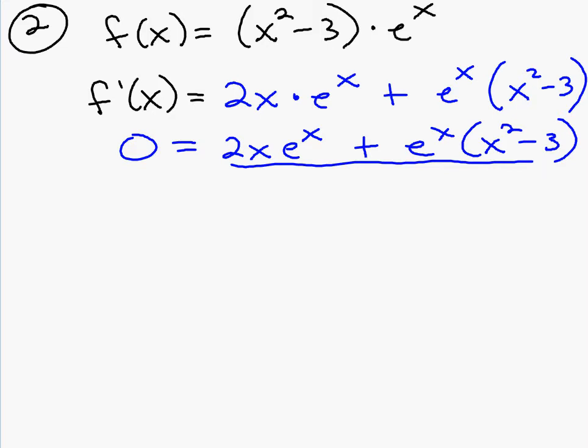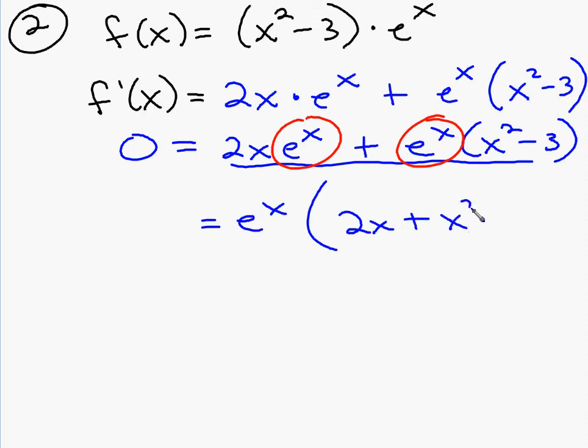Do you see something that's common to both of these? An e to the x. If I pull out an e to the x, then I'm left with 2x plus x squared minus 3. Just factoring out an e to the x. And that is equal to 0.